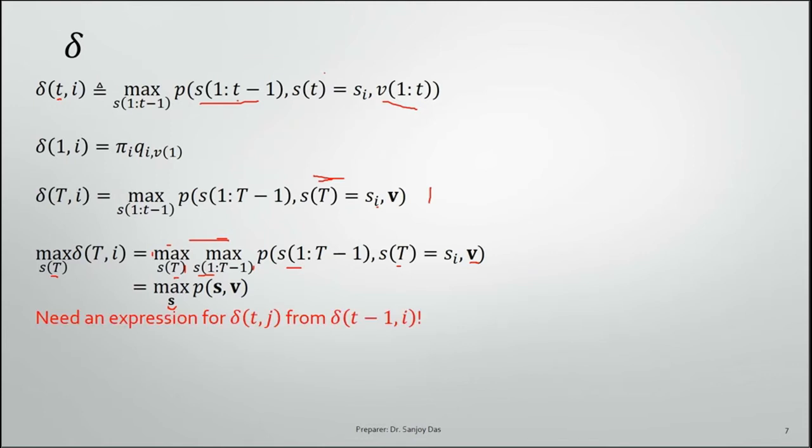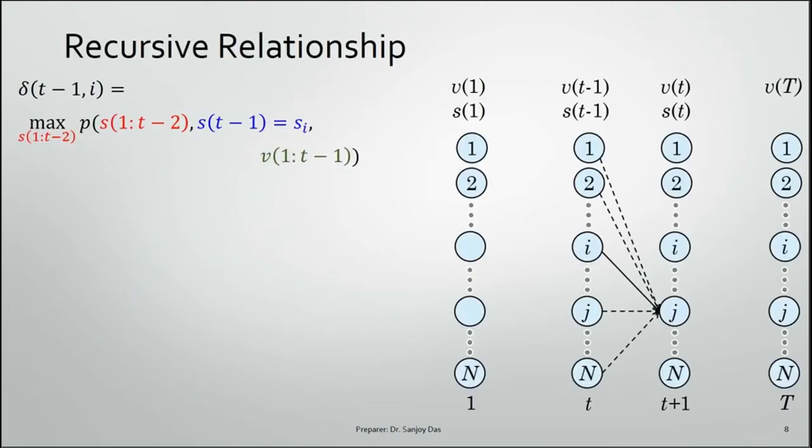And what we now need is an expression for delta Tj from delta T minus 1i. That is the recursive relationship that we shall now establish. And before we go, let's examine this. P of S comma V is the joint probability of the entire state sequence being S and the entire output sequence being V. And in fact, this is what we are trying to maximize over. So let's begin deriving the recursive relationship.